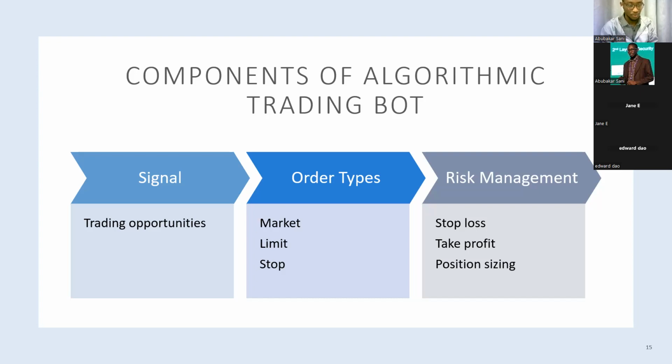Whatever strategy you come up with, it has to have this signal component, how it identifies trading opportunities. Okay. The next is the order types. Order types, these are the types of orders.